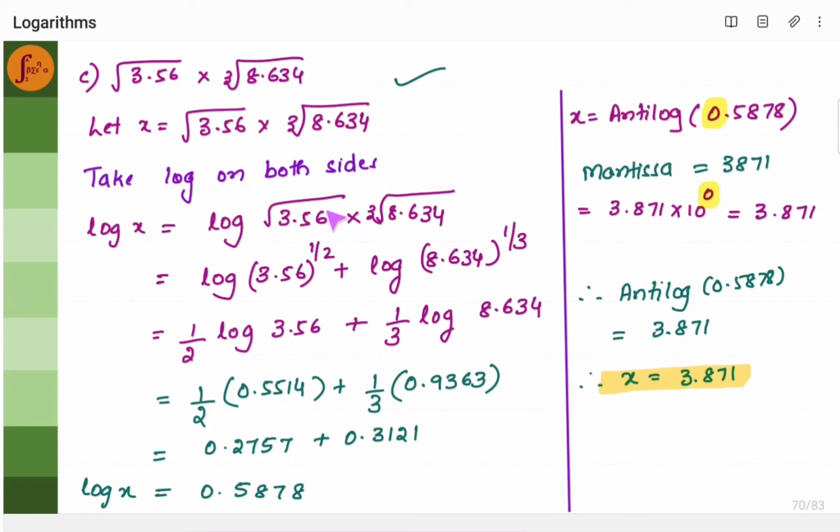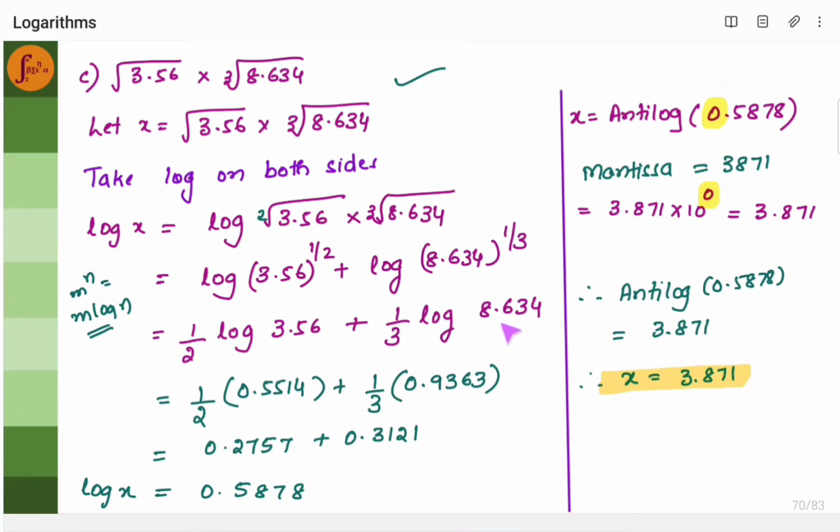The square root of 3.56 is to the power half. This is a square root, so you can write half. This is a cube root, so you can write 1 by 3. And then using that property, log of m to the power n is equal to n log m, you put this as half into log of 3.56 plus 1 by 3 into log of 8.634.